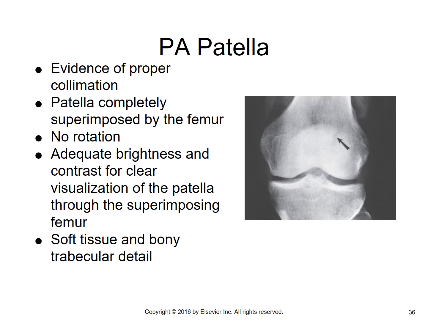For a PA of the patella, evidence of proper collimation. The patella is completely superimposed by the femur. There is no rotation. Adequate brightness and contrast for clear visualization of the patella through the superimposing femur. And we want to see soft tissue and bony trabecular detail. Arrows pointing to a fracture through this patella here.